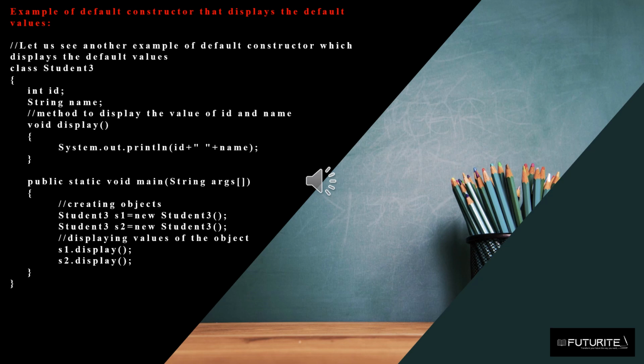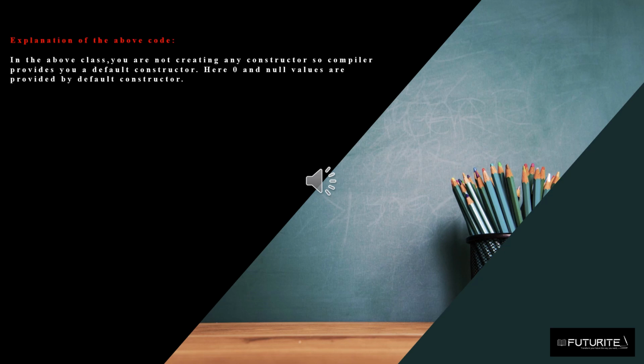While we are calling the display method from s1 and s2, the id is of data type int, so it will display the default value. It is not returning any value, it is displaying the default value, that is 0, and name will display a value that is null. Why? Because name is a string data type and id is an int data type. It is displaying a default value of 0 and null. So here is the explanation of the above code.